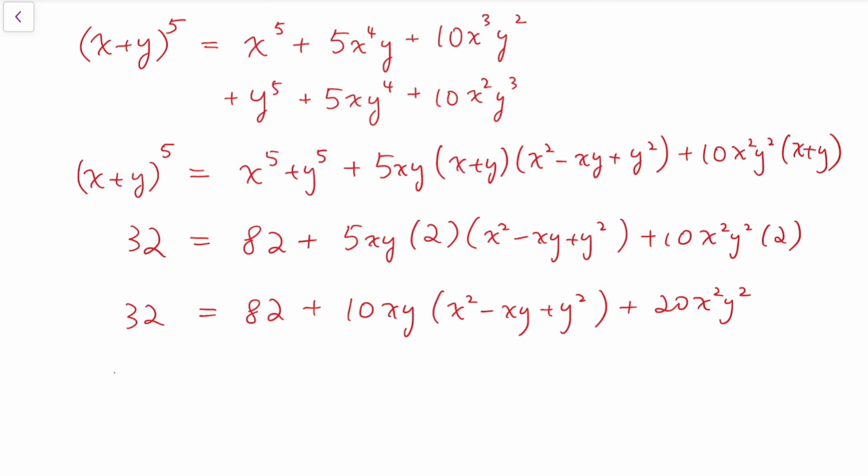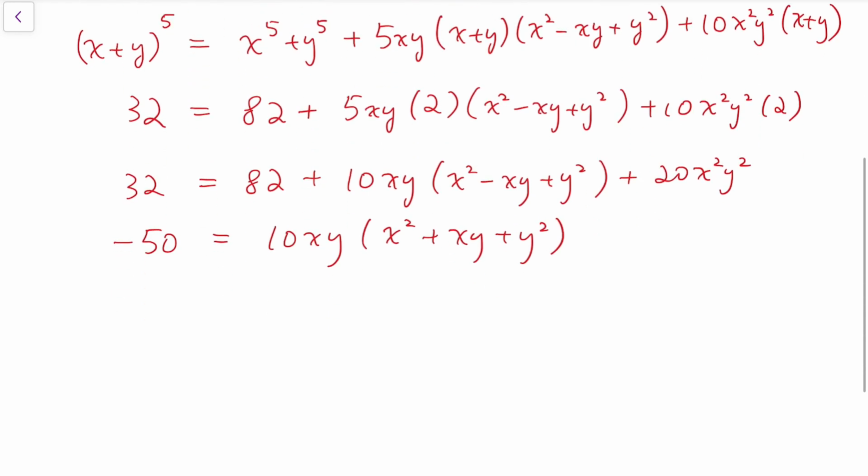Then we can simplify that a bit. For the constants, we'll have minus 50 at the left, while for the other expressions, I can take out 10xy as a common factor, and what's left inside the bracket will be x squared minus xy plus y squared plus 2xy. So simplifying, we have this. And so minus 5 equals xy multiplied by (x plus y) all squared minus xy.